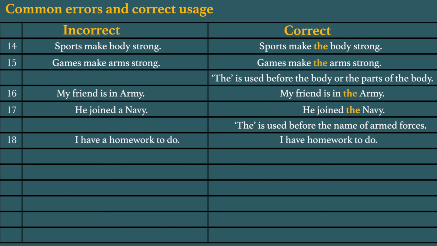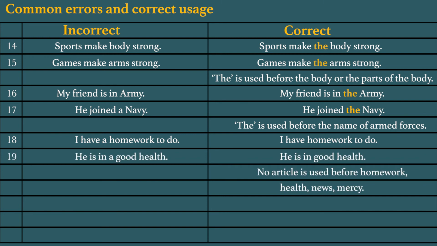18th, I have a homework to do. Correct one is, I have homework to do. 19th, he is in a good health. He is in good health. No article is used before homework, health, news, mercy, etc. We reached the home is wrong. Correct one is, we reached home. Article is not used before home.